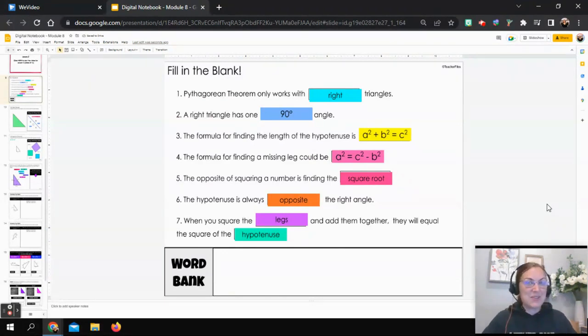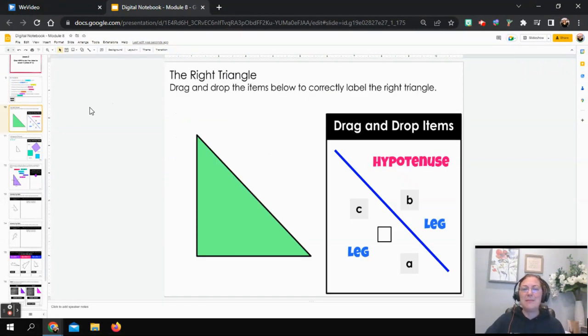All right, so how did you do with the vocabulary? It's okay if you missed a few of them. You just want to make sure that you now have them correct so that when you're studying and using them, you're using the correct terminology and you understand what's being asked. So let's jump to slide number 10 then.